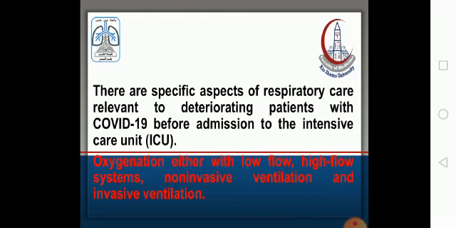There are many specific aspects of respiratory care relevant to deterioration of patients with COVID-19 before admission to the intensive care unit. This aspect is related to the rapid deterioration in the need of oxygen therapy, where the patients are admitted in the department on low flow oxygen, with increasing oxygen demand up to high flow oxygen or high flow nasal cannula or non-invasive mechanical ventilation, then invasive mechanical ventilation in the ICU. This gradual change in oxygenation, or even the rapid change in oxygenation, needs attention, as those patients are candidates for ICU admission or for mechanical ventilation.